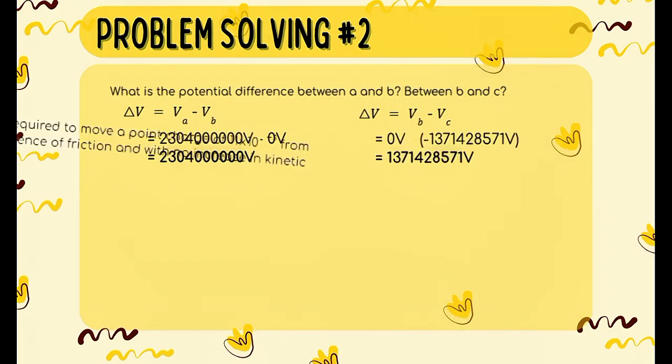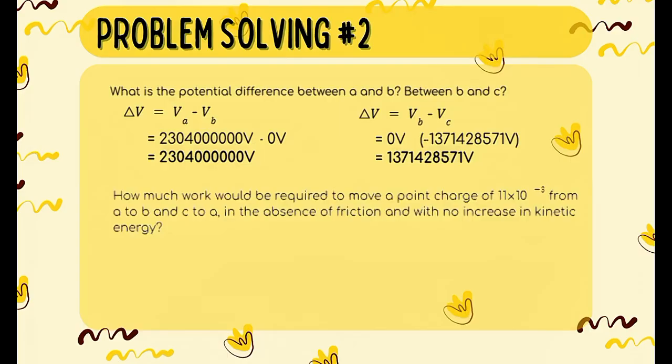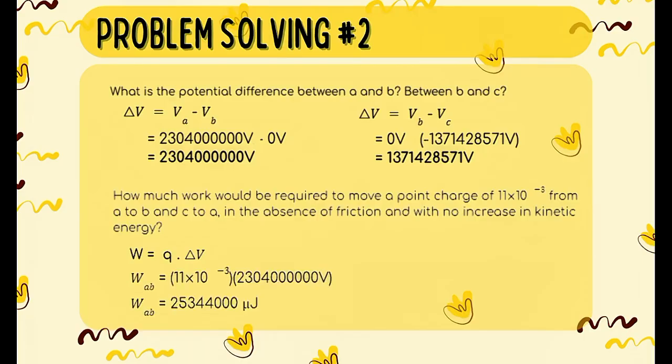Now for the last question, how much work will be required to move a point charge of 11 times 10 raised to negative 3 from A to B and C to A in the absence of friction and with no increase in kinetic energy. So from A to B, we will get negative 25.34 million joules, and solving C to A, we will get negative 10.26 million joules. This means energy will be released in both moves since the potential is decreasing.